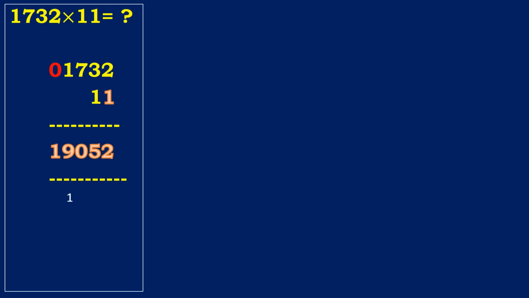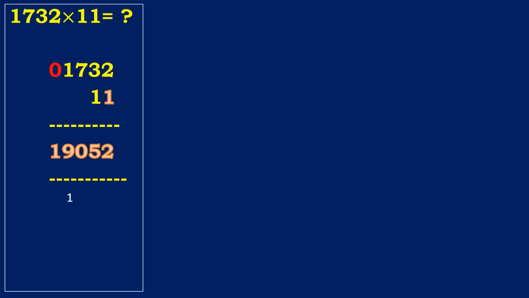The next step here is 1 into 1, which is 1 plus 7. So, 1 plus 7 is 8. 8 should be taken in the answer. But, as we have 1 as a carry here, 8 plus 1 becomes 9. So 9 is the number here.